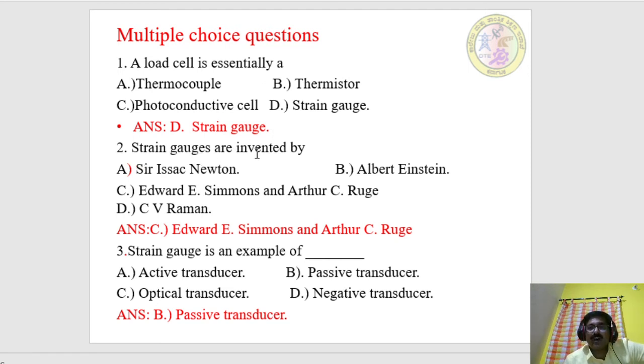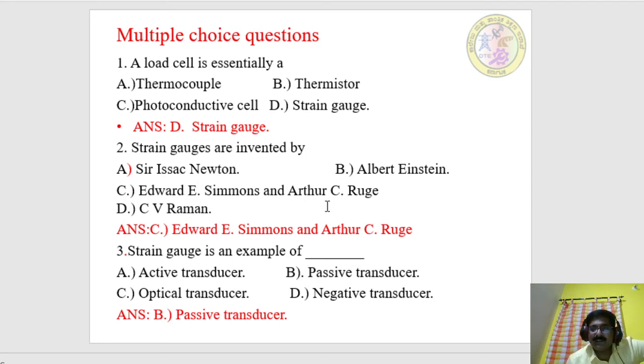Strain gauges were invented by: options are A Sir Isaac Newton, B Albert Einstein, C Edward E. Simmons and Arthur C. Ruge, D C V Raman. You are well aware of Sir Isaac Newton, Newton's laws. B, Albert Einstein, is not for strain gauges; he invented some sort of an instrument.